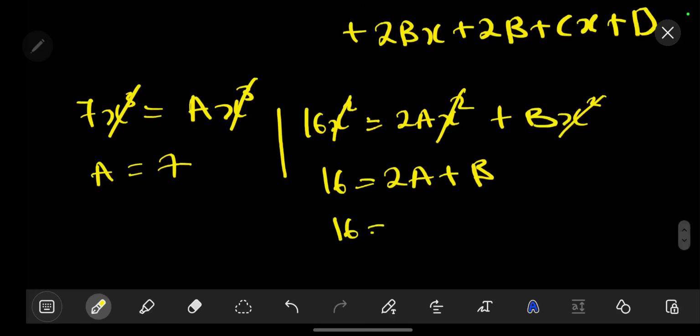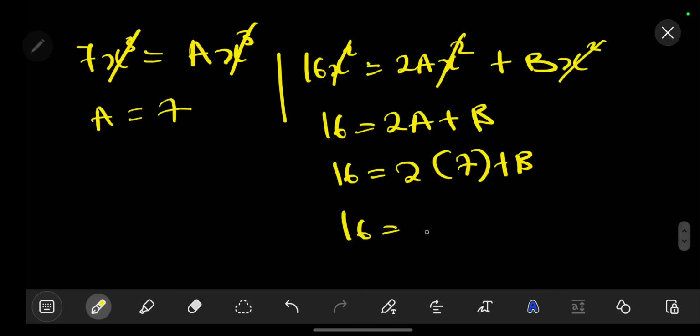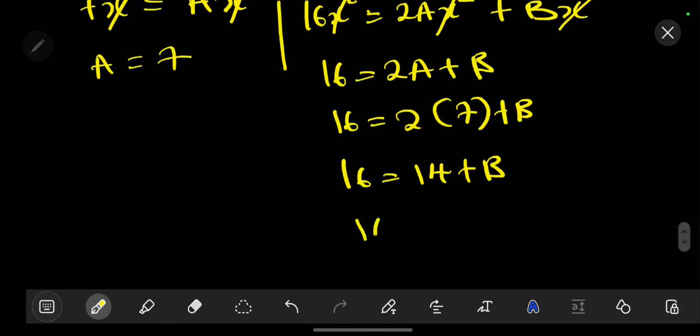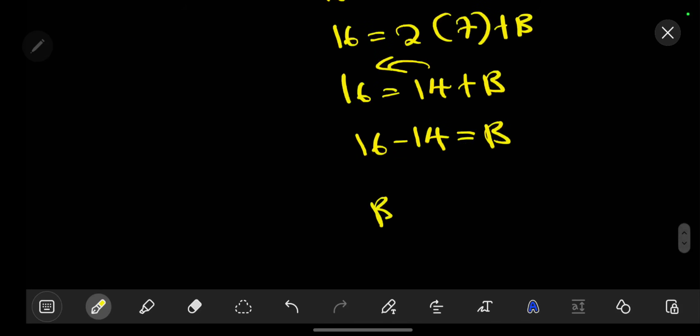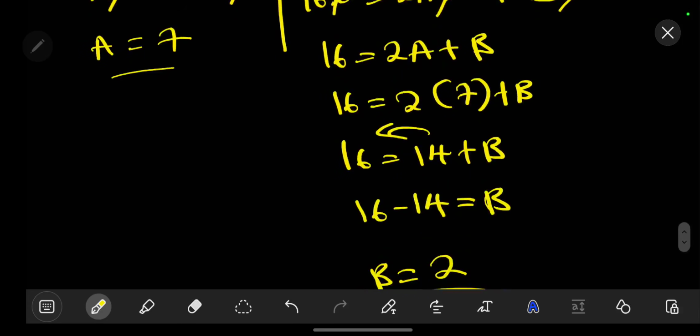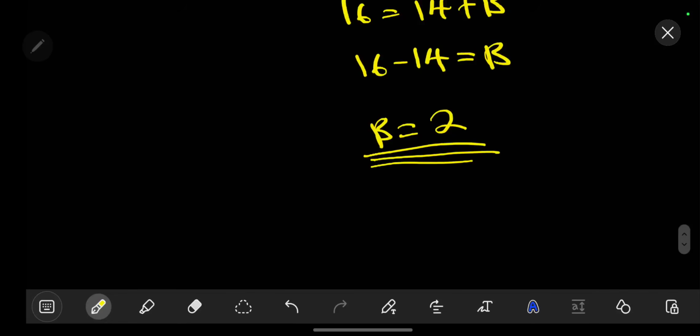So we are going to have 16 should be equal to 2, where there is a, we put 7 plus our b. So our 16 should be equal to 14 plus our b. This 14 comes here, we are going to have 16 minus 14 should be equal to b. So our b should be equal to positive 2. So we have a positive 2, we have a positive 7.